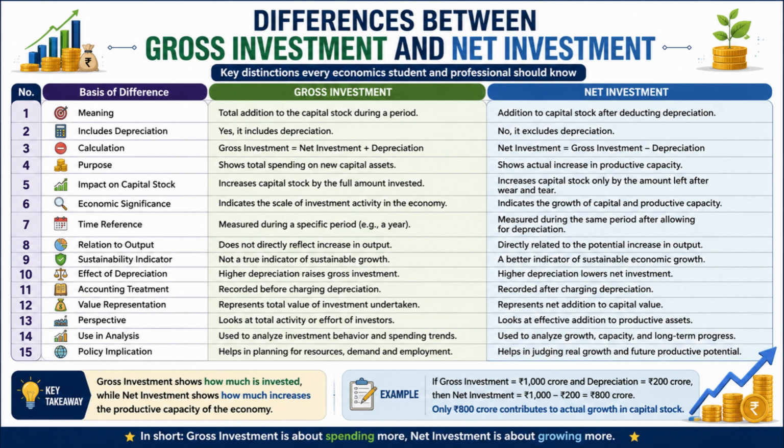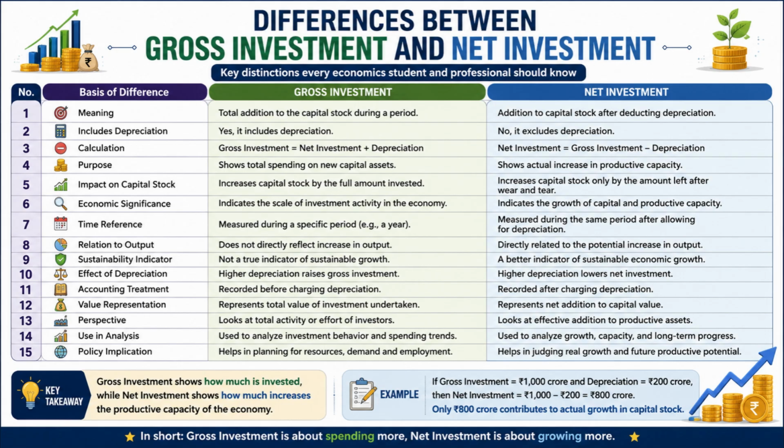in productive capacity. Number 5. Gross investment increases capital stock by the full amount invested, whereas net investment increases capital stock only by the amount remaining after accounting for wear and tear. Number 6. Gross investment indicates the overall scale of investment activity in the economy, whereas net investment indicates the actual growth of capital and productive capacity.